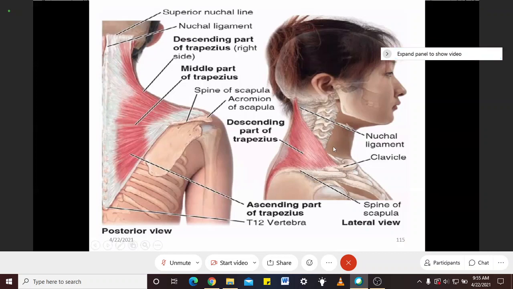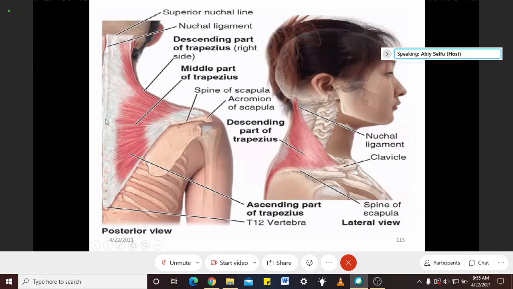And they insert onto the lateral side of the clavicle. You see this one? They insert on the lateral side of the clavicle, and the acromion and the spinous process of the scapula. Those are the sites where the trapezius muscle is inserted, but it originates from the nuchal ligament, which extends from the external occipital protuberance to the spinous process of C7.